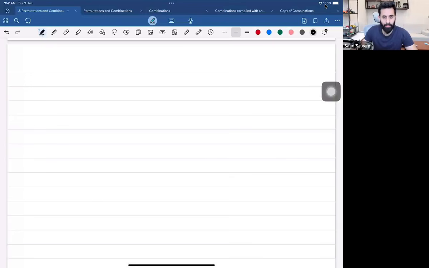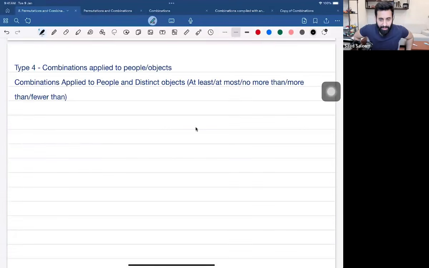In type 4, we will apply combinations to people and distinct objects, not to letters. The kind of conditions that we will have are at least, at most, no more than, fewer than. You might find some repetitions, as in you might find this similar to type 3 or type 2, so don't worry about that. Just focus on the concept. I've taken out some questions which we are going to solve, and let's get to work.